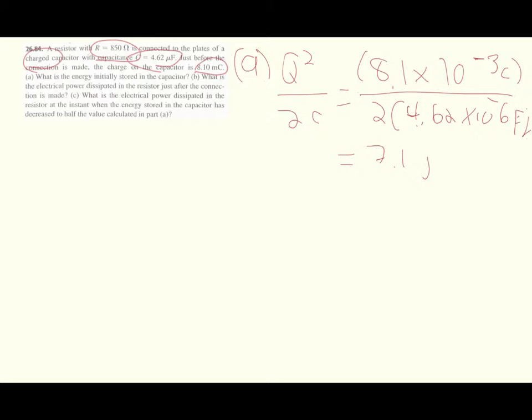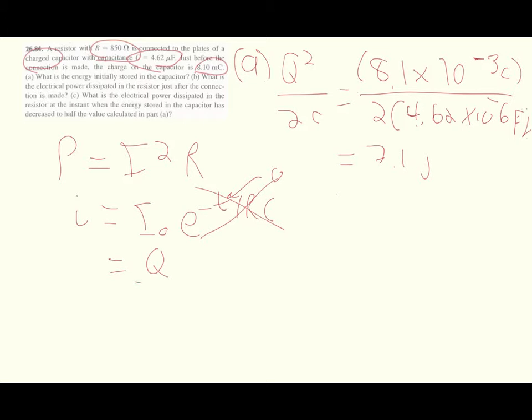Okay. For B, they ask us what is the electrical power dissipated in the resistor just after the connection is made. So we're looking for power, which means since we have the resistance, the easiest way to find it is to use I squared R. And we need to use the current at the very beginning. Well, we know that the instantaneous current is going to be the current at the beginning, e to the negative t over RC. But t is 0, which means this whole term turns into 1, and it's just going to be that. If we solve for that, remember that it's going to be Q over RC.